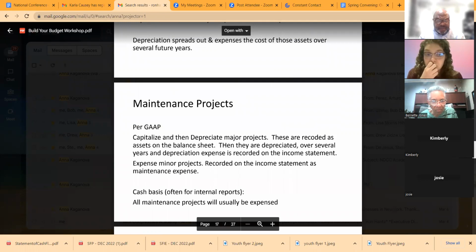Maintenance projects per GAAP: capitalize and depreciate major projects. These are recorded as assets on a balance sheet, then depreciated over several years, with depreciation expense recorded on the income statement. Expense minor projects, recorded on the income statement as maintenance expense. On a cash basis, often for internal reports, all maintenance projects will usually be expensed.